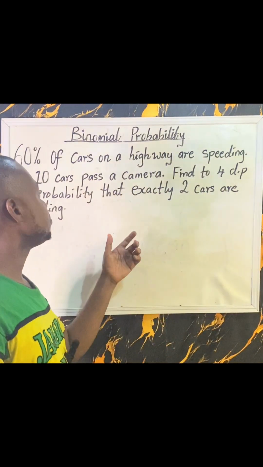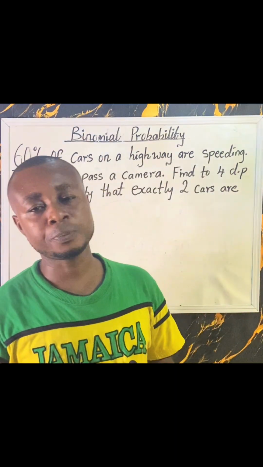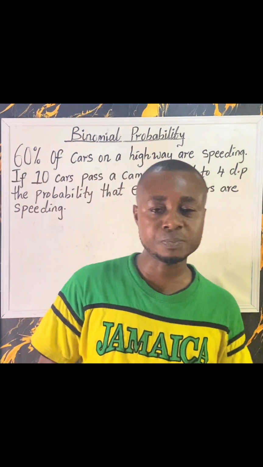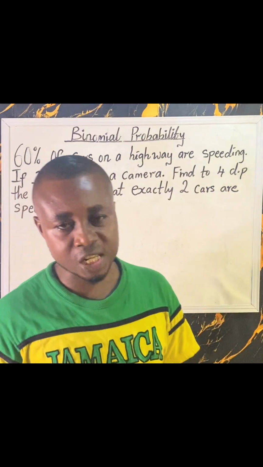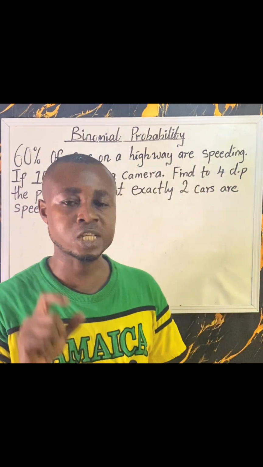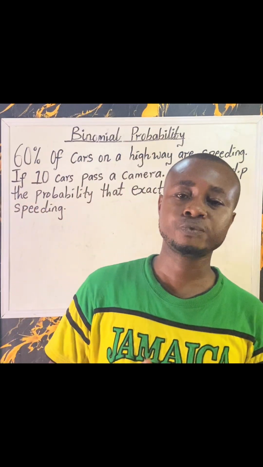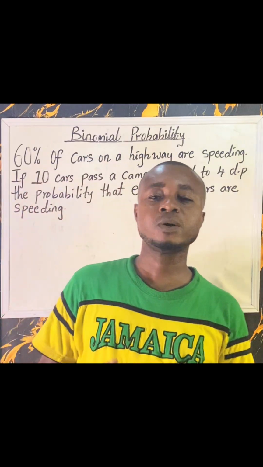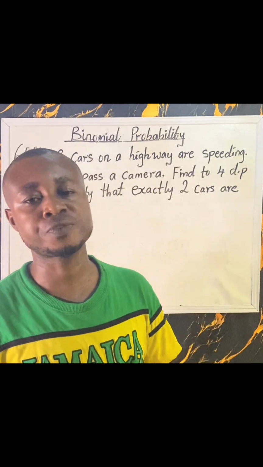I have binomial probability. What is binomial probability? Well, in a simple definition, binomial probability has to do with the chance of getting a specific number of successes in a fixed number of trials. This number of trials have two outcomes. They mostly have two outcomes.